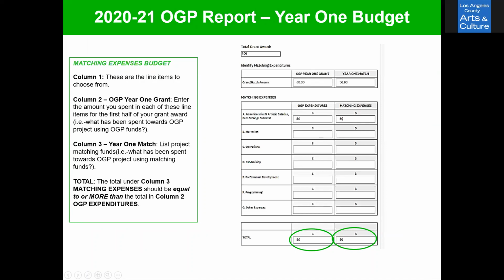So basically what you're trying to do is make sure that the column on the left is more or equal to the column on the right, right? Because we want to make sure that the OGP was no more than 50% of the cost of the full project. I know that's a really difficult thing for some folks to understand, but basically just make sure that left column is more or equal to the column on the right.